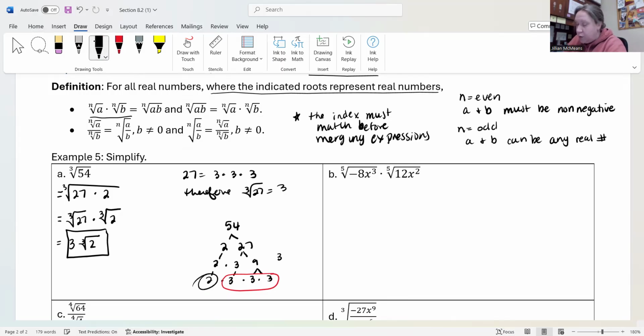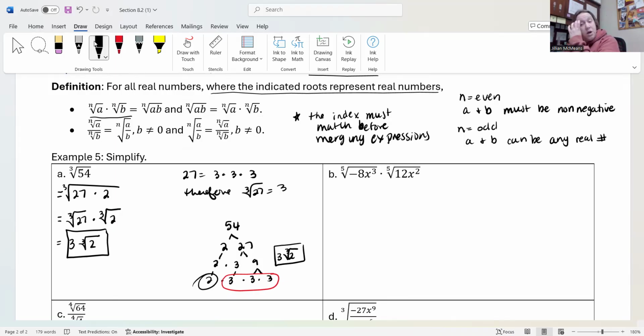And then I'm left with this poor 2 right here. It didn't have those 2 other mates that it could pair up with or match up with to come outside the radical. So we're left with 3 cubed root of 2. So either way you slice it, if you just happen to magically see those perfect cubes that can come out of whatever your radicand is, great. If you don't see it, try the factor tree.